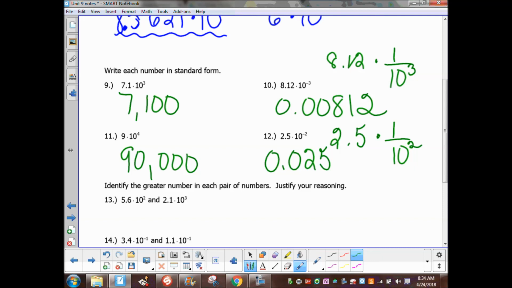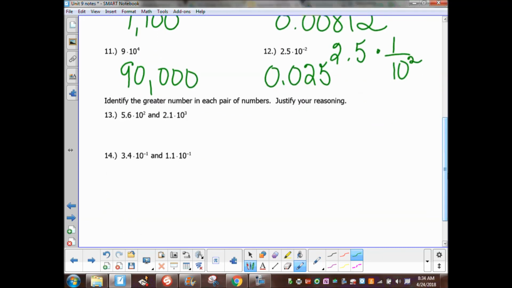Last part. Identify the greater number in each pair. Justify your reasoning. So if I look at 5.6 times 10 to the second and 2.1 times 10 to the third, without even using the calculator, what do you think is the bigger number? Cosmo. I'll go with the bigger exponent. The one with the bigger exponent, okay? So this has an exponent of 2, this has an exponent of 3. So Cosmo is saying that's the greater one because of the biggest exponent.